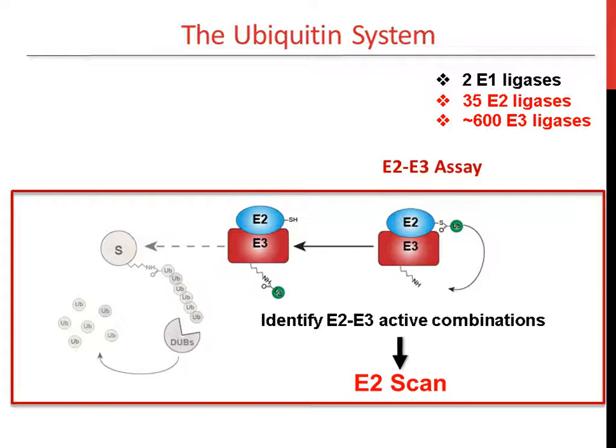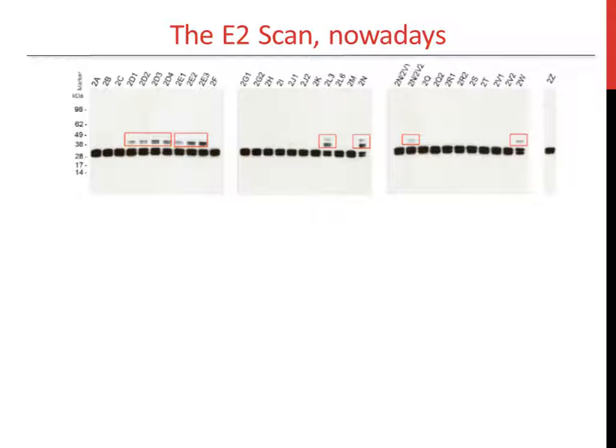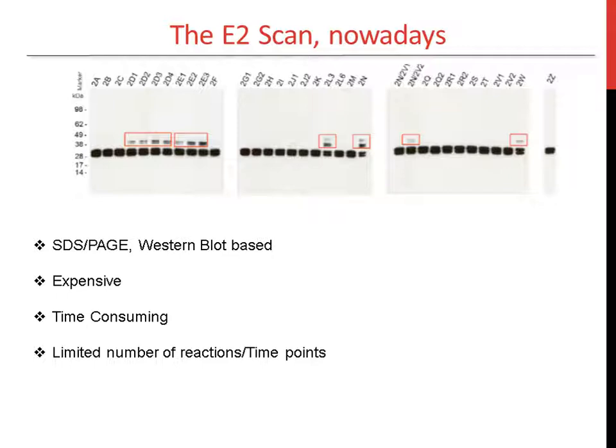So the E2 scan, normally the way it's done is that you take your E3 ligase and incubate it with as many E2s as you can recombinantly make. And then you run gels and see if you see some form of ubiquitylation happening. But you can see, again, this is Western blot based or SDS-PAGE based, and it's expensive, time consuming, and there's only a limited number of reactions you can do.